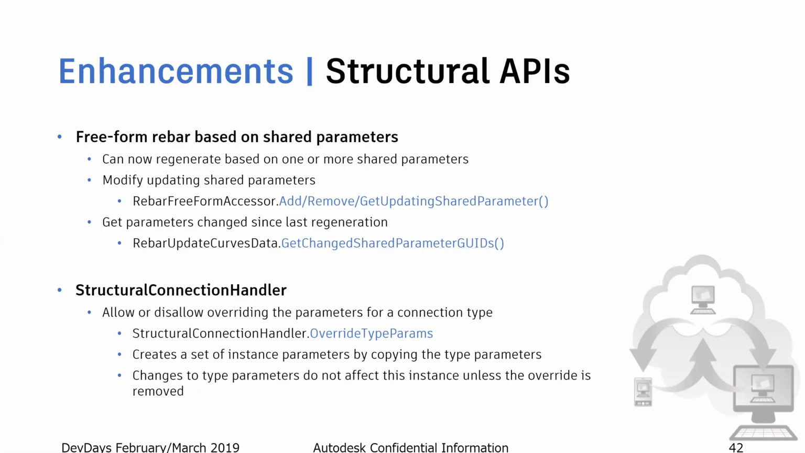In terms of structural connection handlers, there's also now the ability to allow or disallow overriding the parameters for a specific connection type. So if you want a specific connection to be different from the type, you can set this property that copies all the type parameters into the instance, makes them instance parameters, and that connection will behave according to those instance properties until you remove the override. So it will no longer derive its properties from the type.